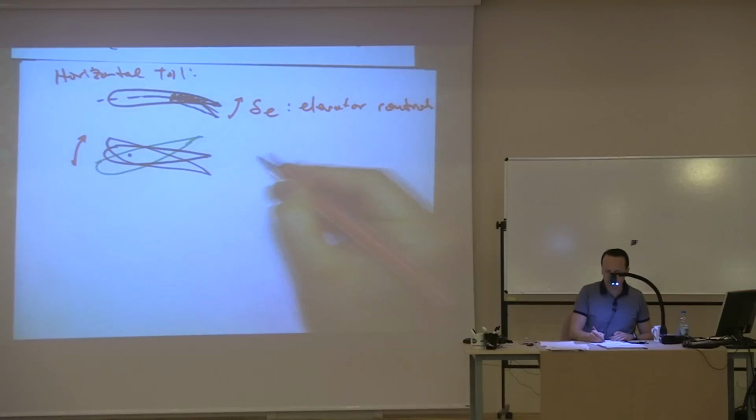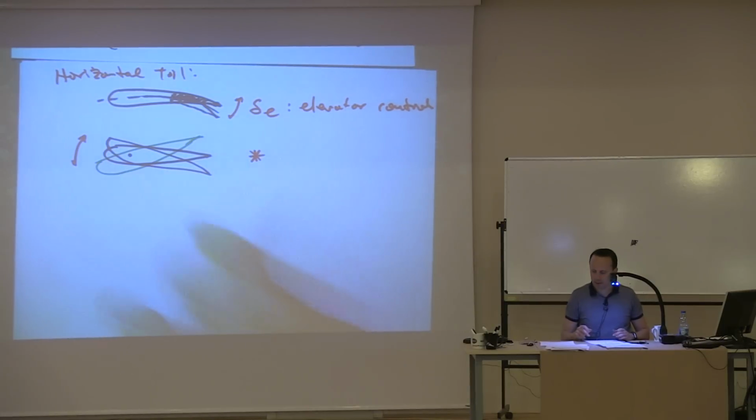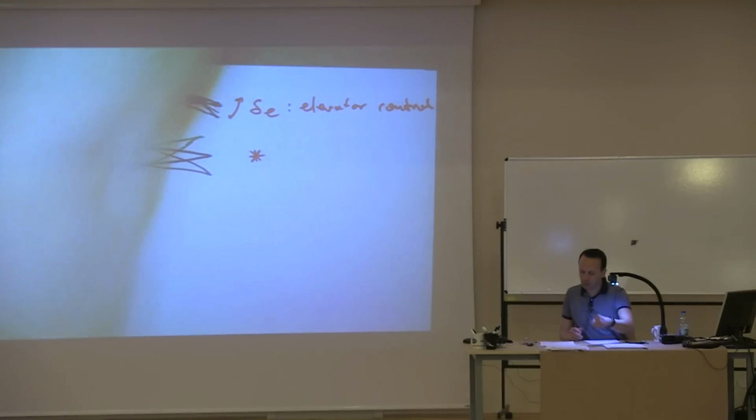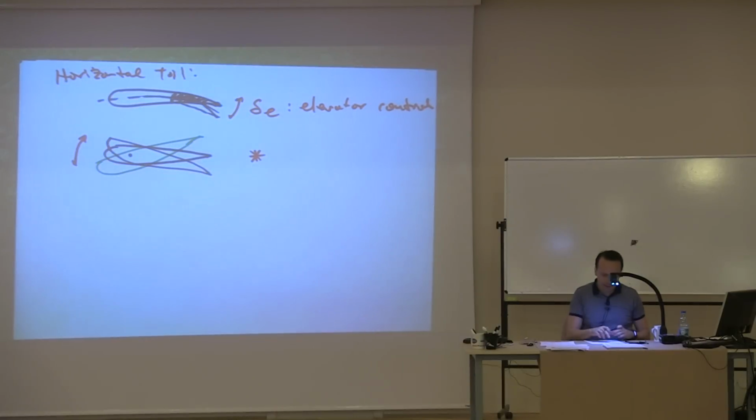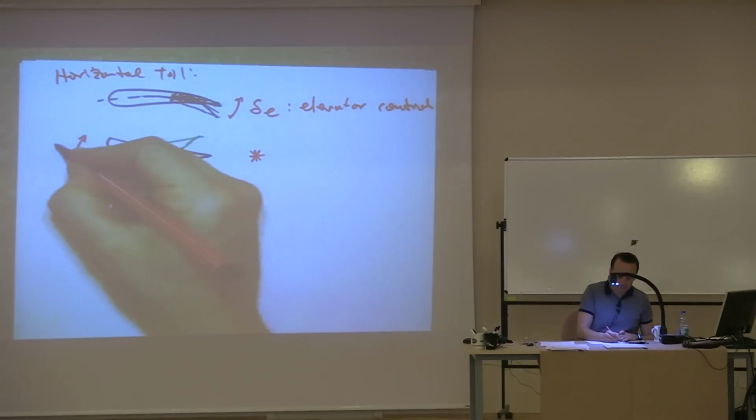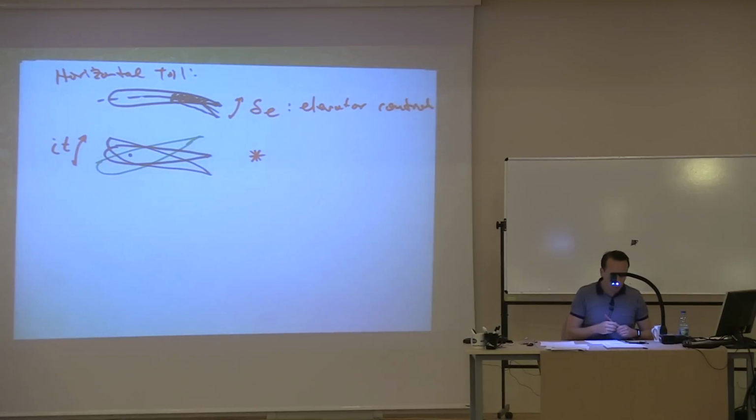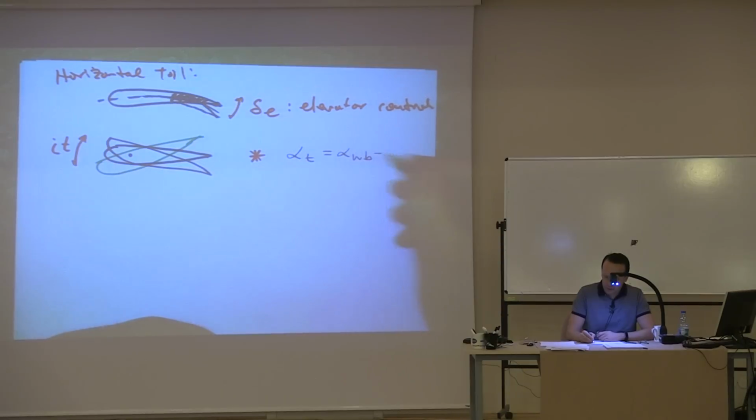Let's look at this one here, okay? Because this is an easier one to look at and easier to write. So I'm just saying that if you do this, okay, this angle we could call iT. So what I'm saying is the alpha tail for this one would be the alpha wing body, minus iT, the kind of pilot control.